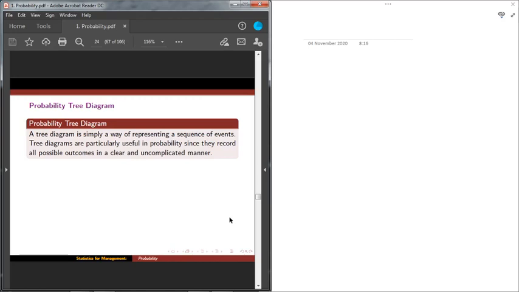Today we will continue from the previous class. We stopped at conditional probability, exercise 5, and I have given you the answers for exercise 4 and 5. So today we will start from probability tree diagram. Hopefully everybody has this slide here, the one I shared with you.